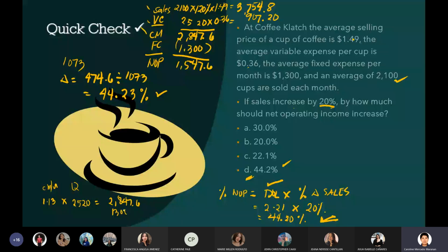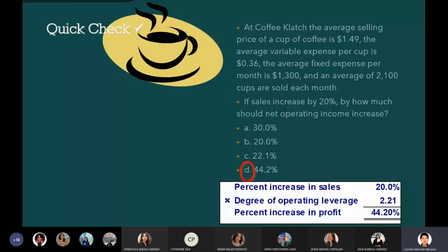So pwedeng ito, pwedeng ito. This solution, ditong dalawang to, ipinakita lang po natin na tama yung percentage na nakuha natin using DOL. Prove lang natin na tama tong percentage na to using the DOL when it comes to if we are going to use the financial statement. Ganito po yung solution dyan. Okay?